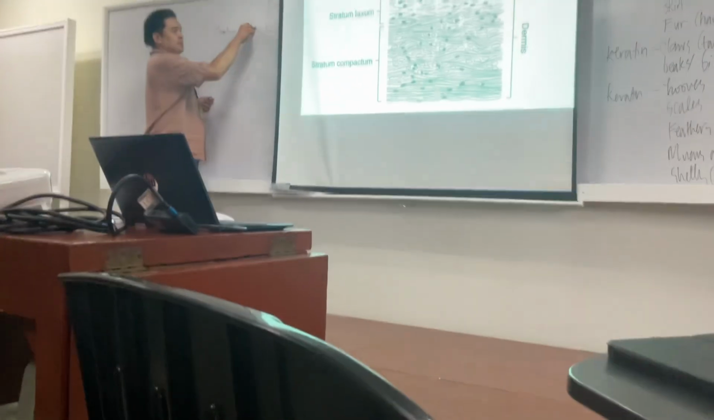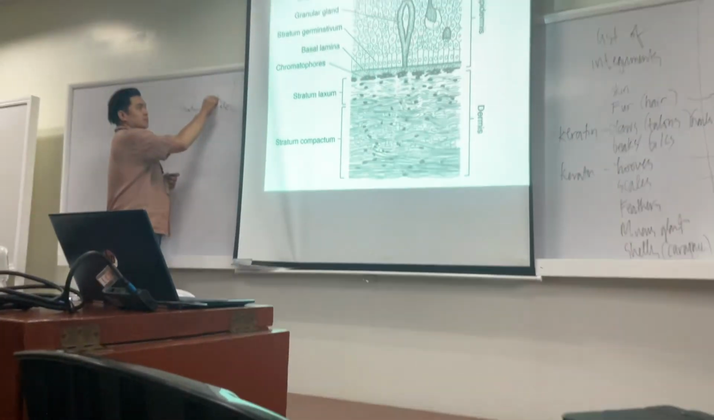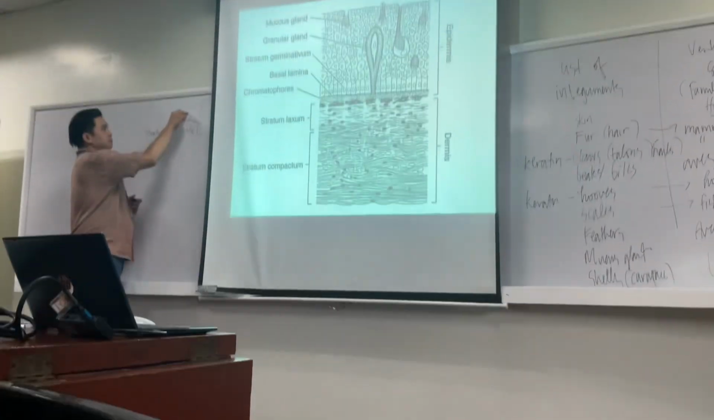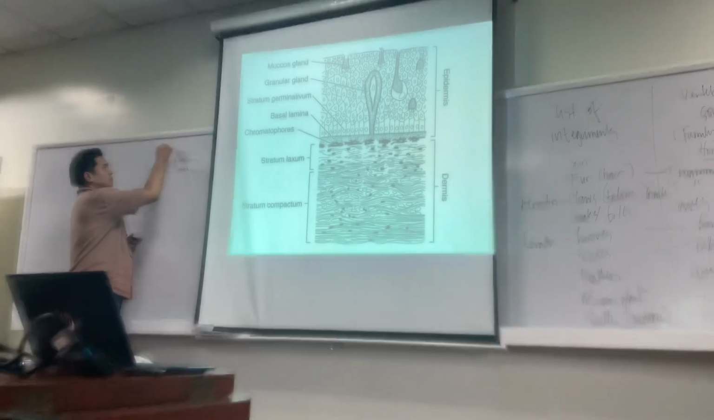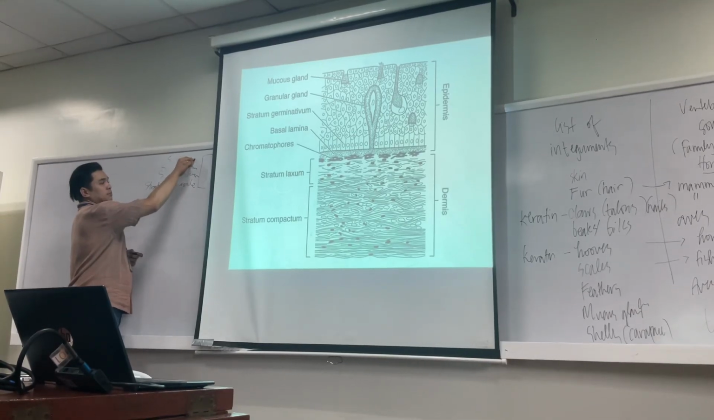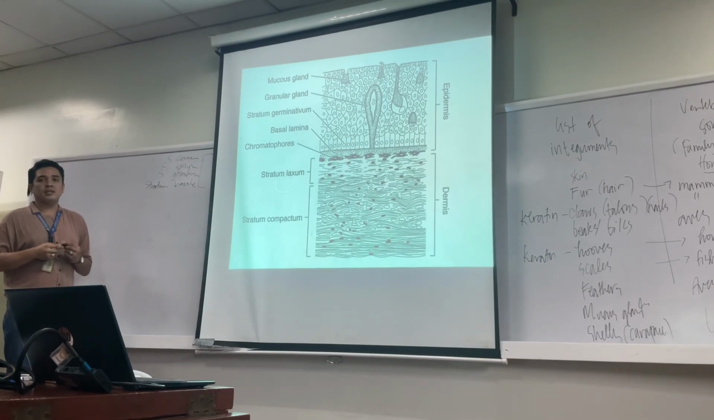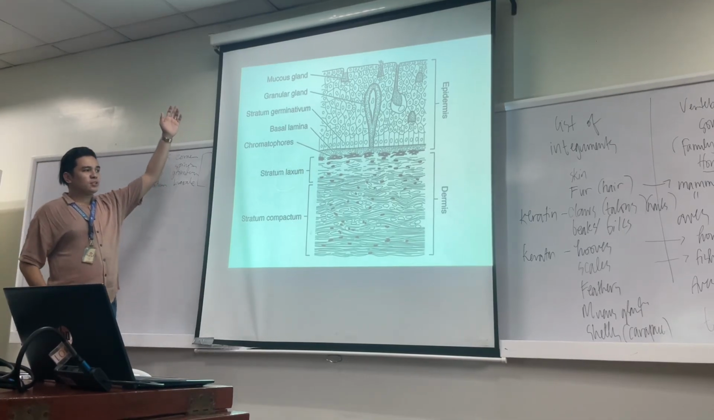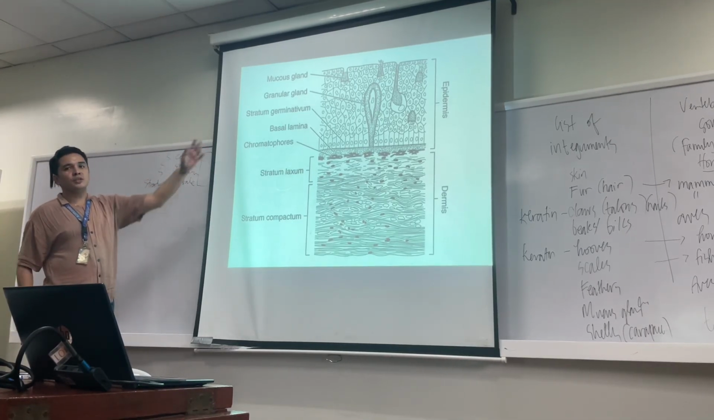Stratum basale at the base. Going up, it becomes stratum lucidum, and then spinosum, and then corneum, right? That is for a simple skin that you have. But in most vertebrates, look, most of their epidermal part have various modifications.